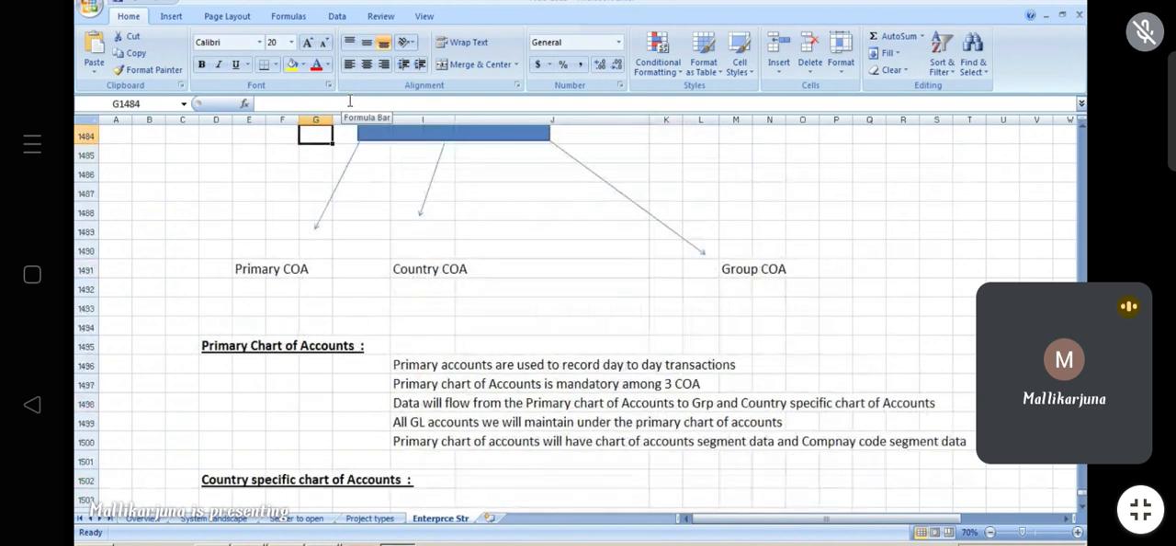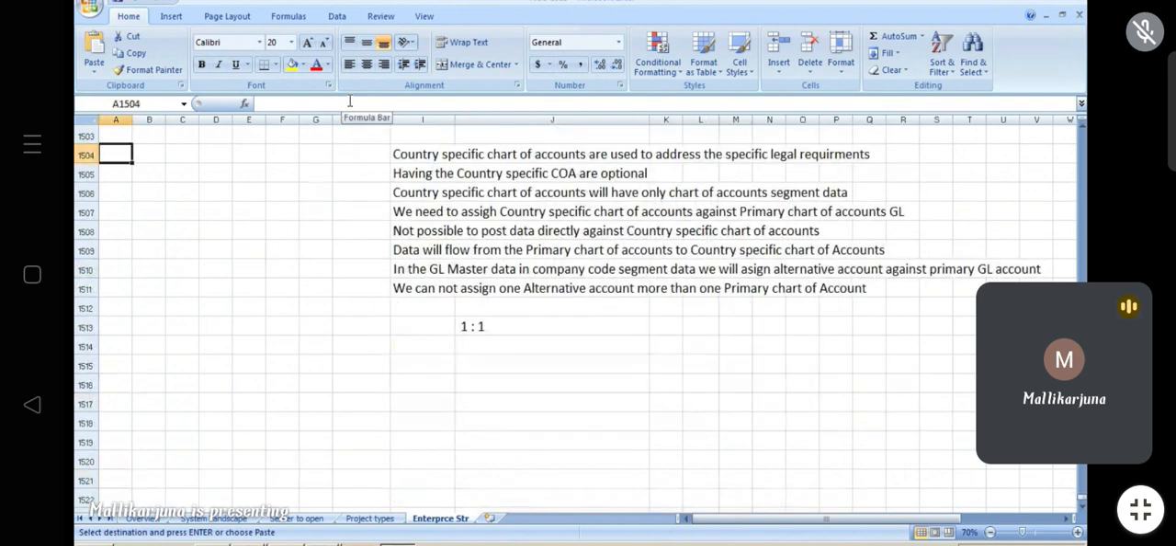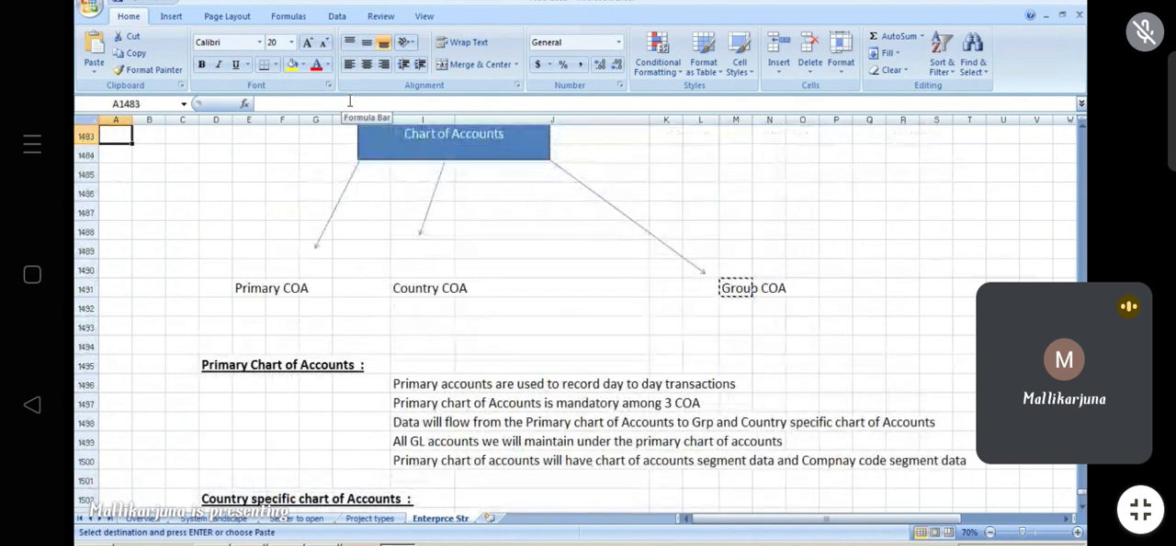Whereas group chart of accounts, why do we require group chart of accounts? What is a group chart of accounts? Among the three charts of accounts, what is the mandatory one? The primary chart of accounts. All day-to-day transactions which take place, we record, report, analyze and extract from the primary chart of accounts. Data is not possible to post directly against the country specific chart of accounts. Data will flow from the primary chart of accounts to the country specific chart of accounts, which is meant to address country specific legal requirements.